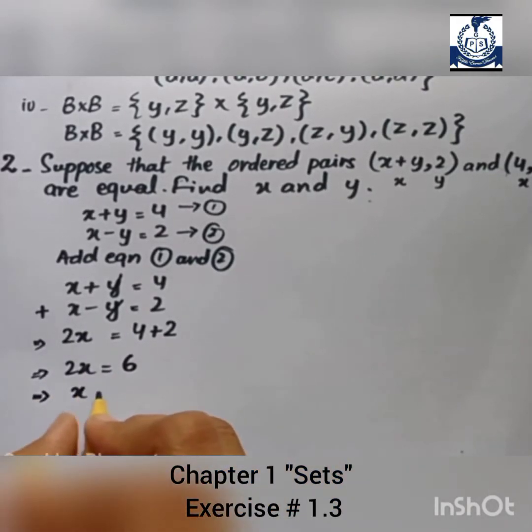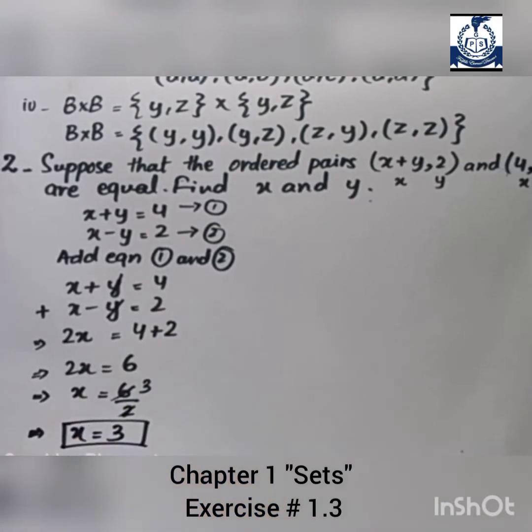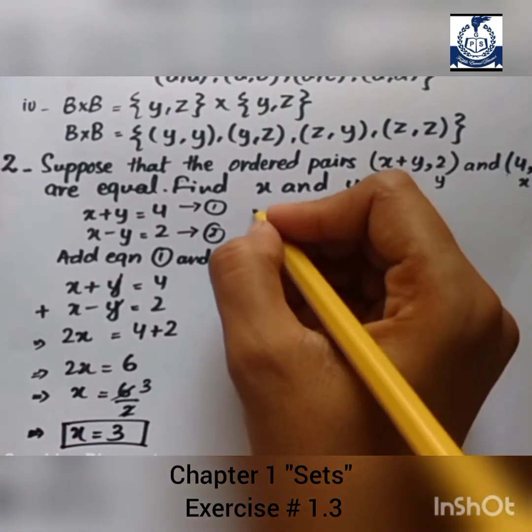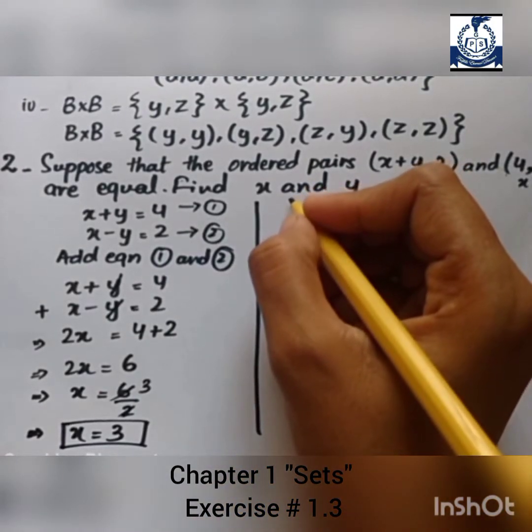x multiply है, so after equal divide form में 2 1 2 2 3 6. So we find the value x. x की वैल्यू हम फाइंड आउट कर चुके हैं. Then we have to find the value of y.